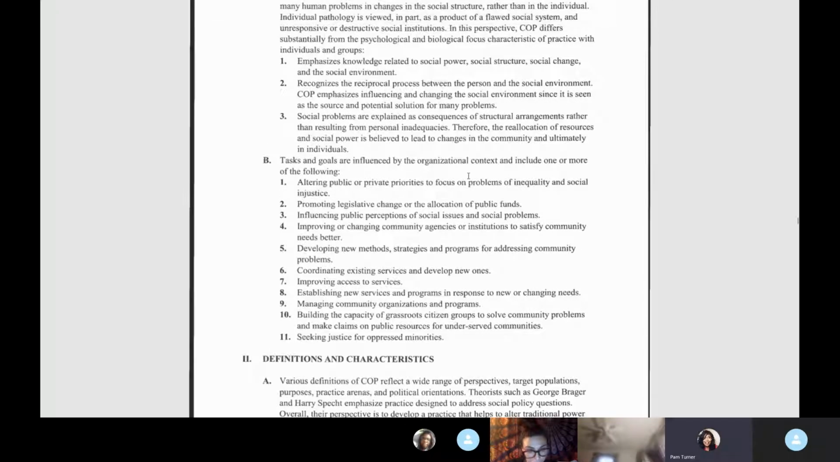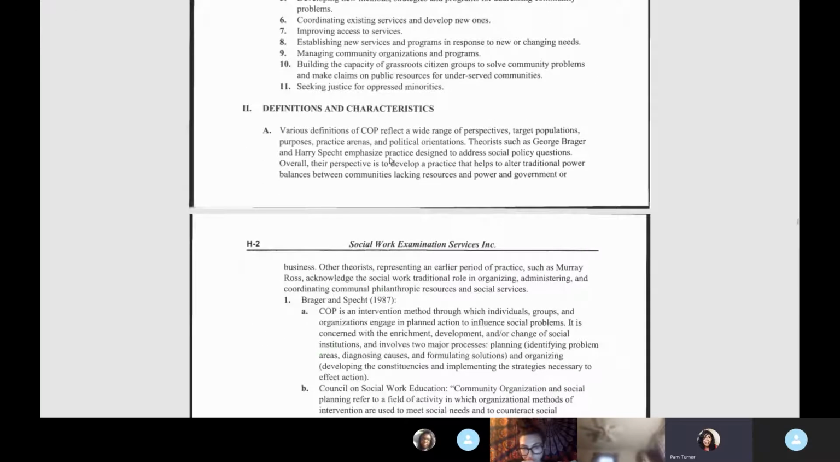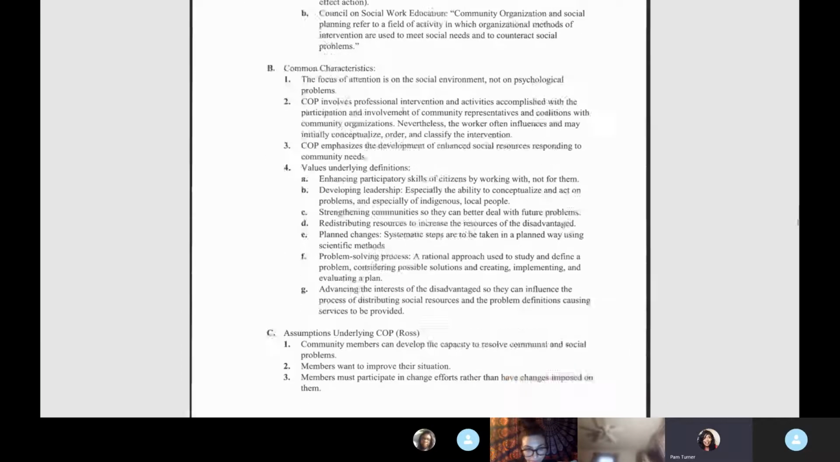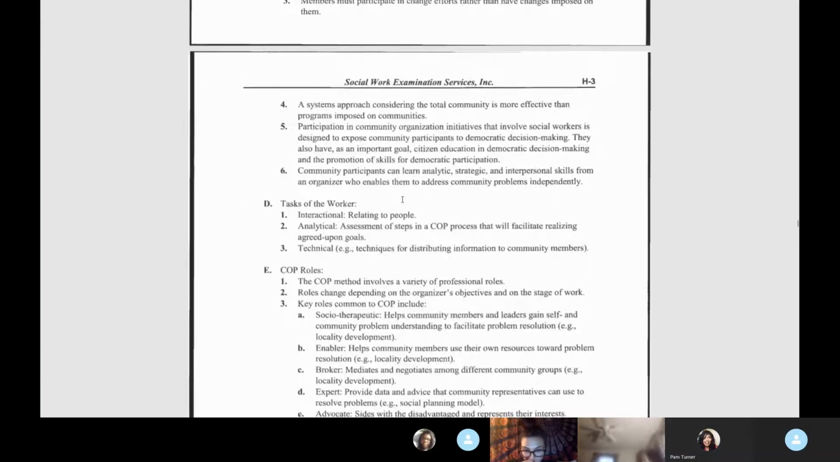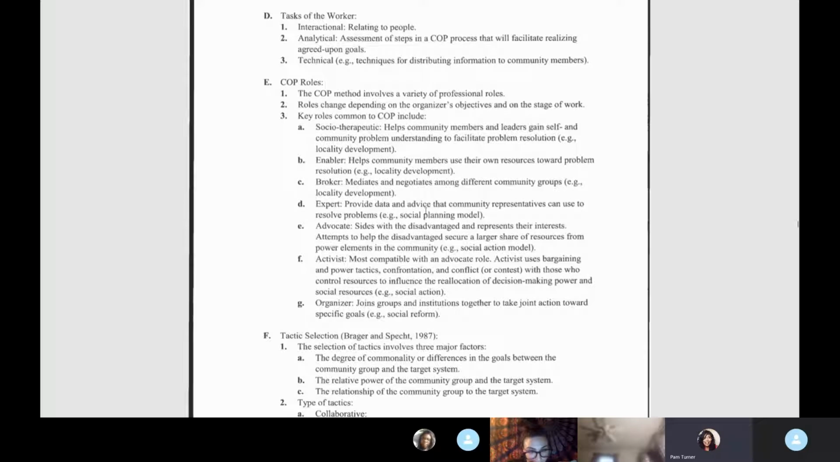The tasks and goals are influenced by the organizational context. It really matters what it looks like in the organization. I will send you this. There's a lot of history on where it comes from. These are the terms you'll see a lot of times, the roles, and you've seen the social worker roles many times.